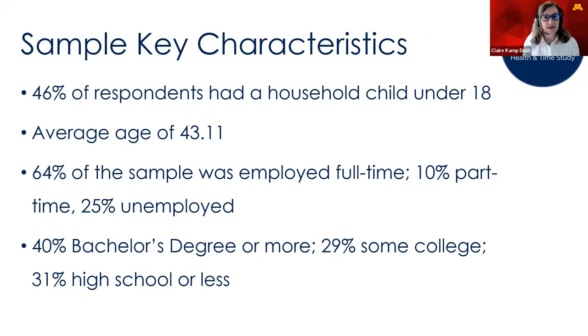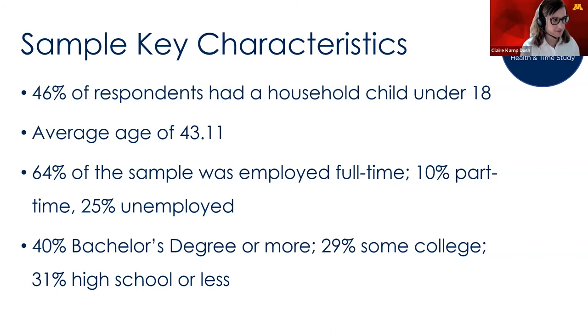Some other key characteristics of the NCHAT sample: 46% had a household child under 18. The average age was around 43. About 64% of the sample was employed full-time, about 10% were employed part-time, and about 25% were unemployed.